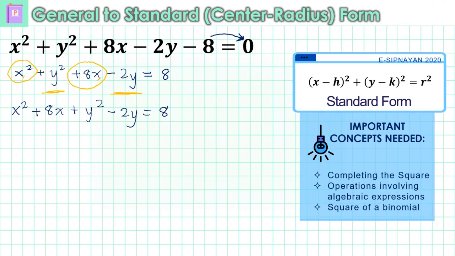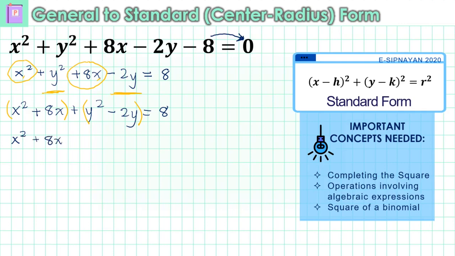So let's group together using parentheses x squared and positive 8x, and also group together y squared and negative 2y. After which, we are now going to do completing the square. Let's first do completing the square on the terms with x variable. So let's copy the first two terms. We have x squared plus 8x.